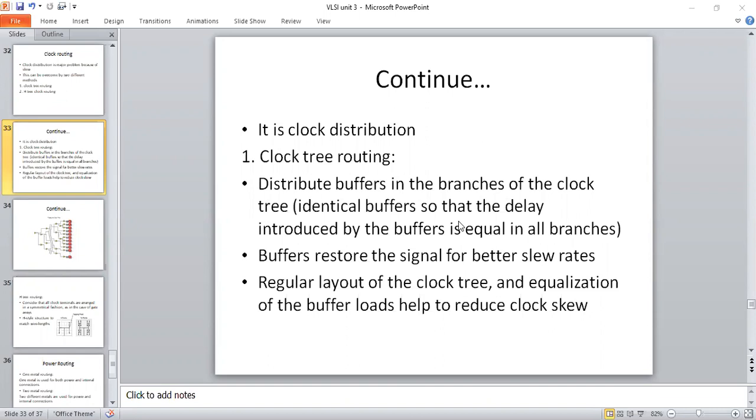And there is a possibility to get latency or some delay here. How can you reduce the latency or delay in embedded systems? By using clock tree routing. What is clock tree routing? We are using so many buffers. What is the use of the buffer? It will restore the signal. While you are restoring the signal, we can easily reduce the skews or latencies here. So it is one type of technique to reduce the clock delay.